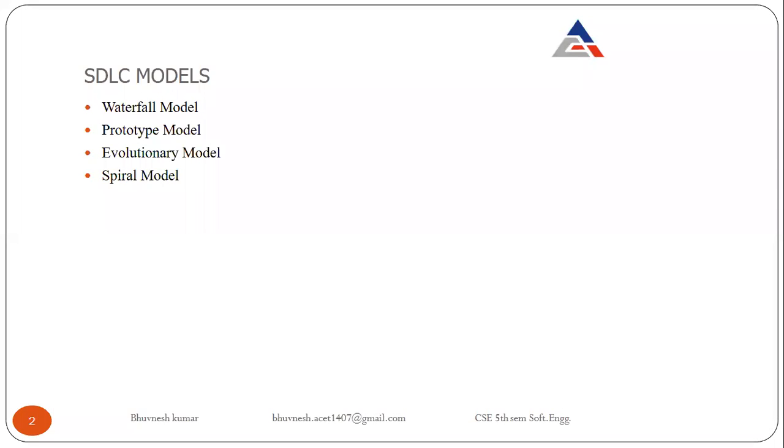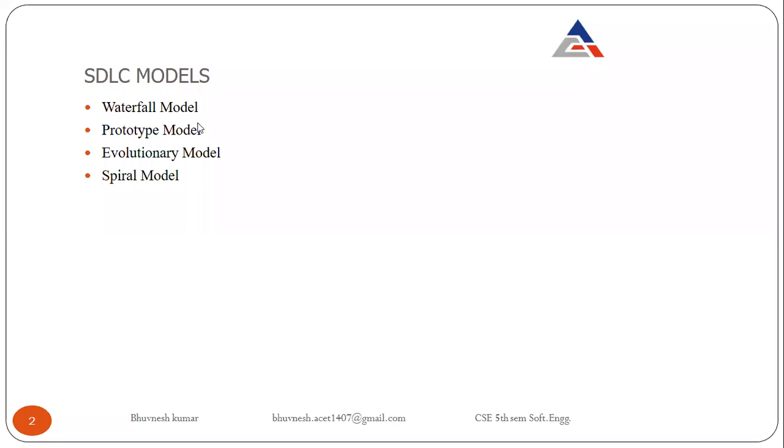First of all, the SDLC model. SDLC stands for software development life cycle model. In SDLC there are a total of 6 phases. The first phase is planning, then requirement gathering or analysis, then design, then coding, then testing, and last is maintenance. All these phases of the software development life cycle are also followed by all these models.